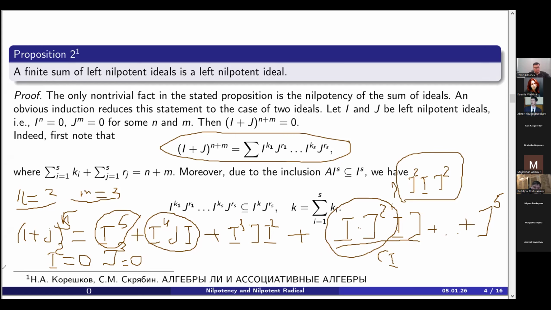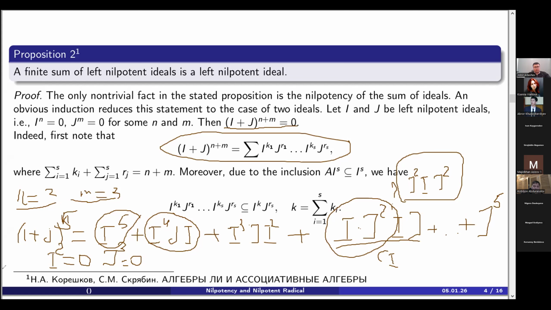So (I plus J) to the power 5 equals 0, and similarly for any n and m. It's clear. Did you understand? Okay.